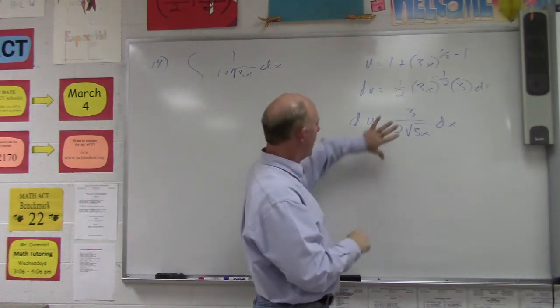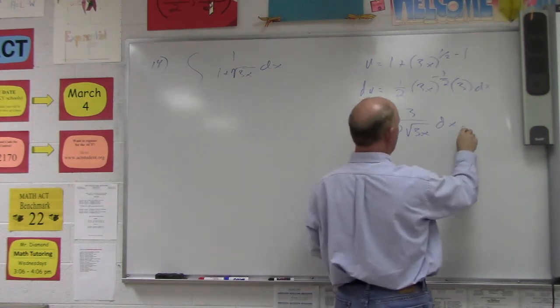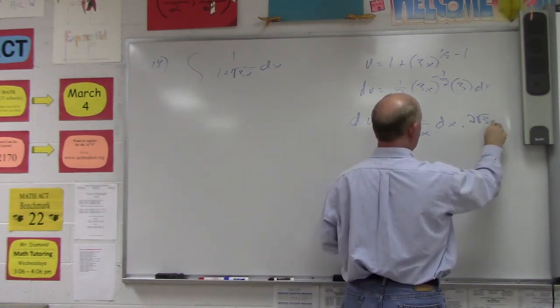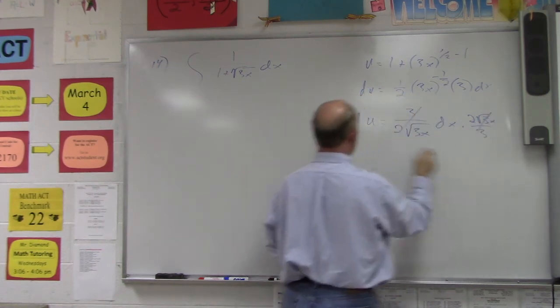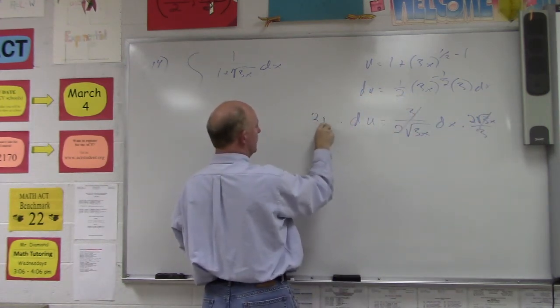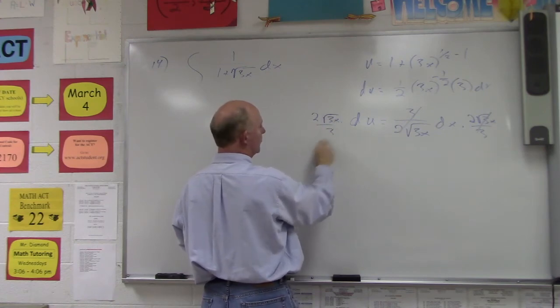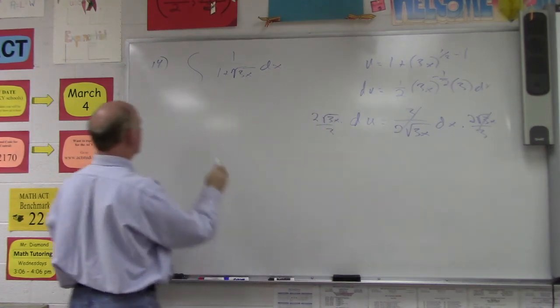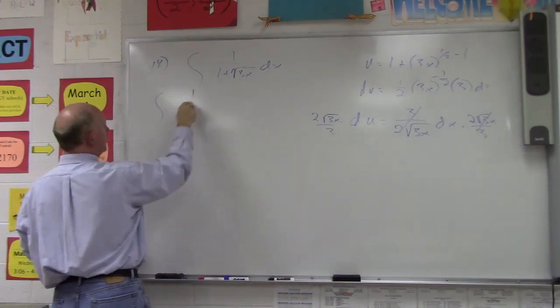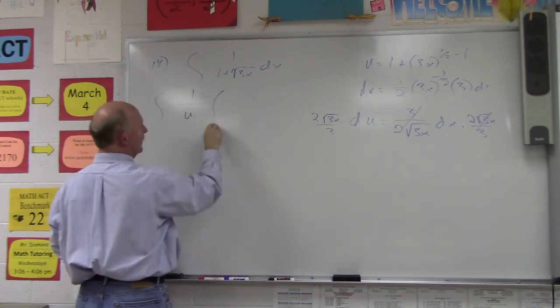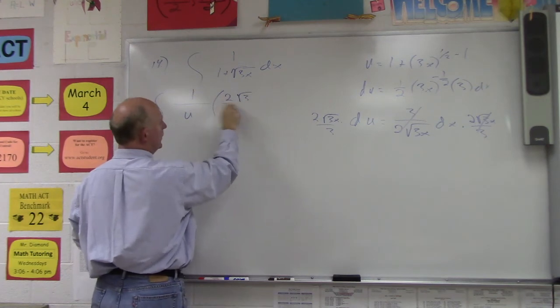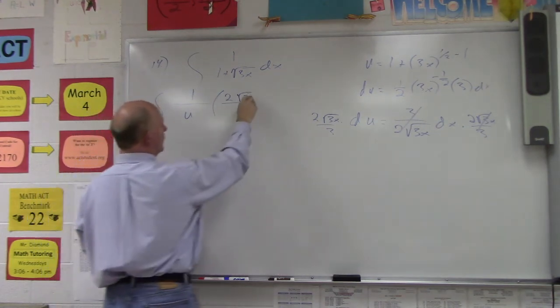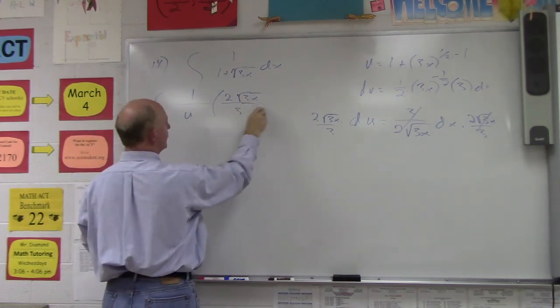Now solving this for dx, I'm going to multiply by the reciprocal, so 2 square root of 3x over 3. These two are going to cancel out. Let's multiply this side over here by 2 square root of 3x over 3. So let's make our substitution now. Our integral becomes 1 over u times 2 square root of 3x over 3 du.